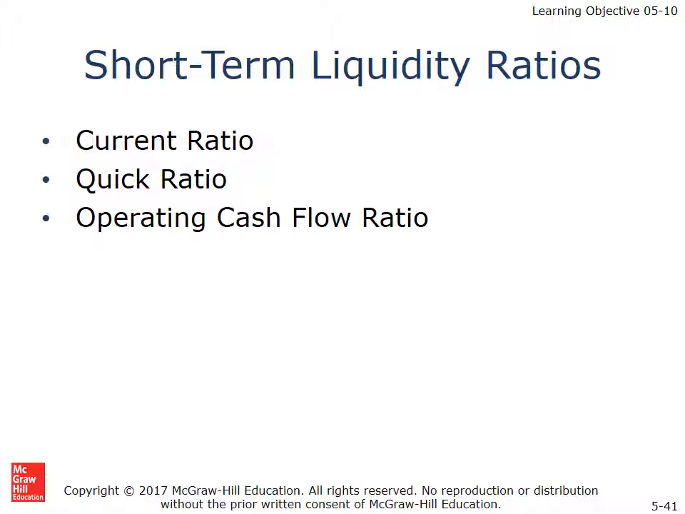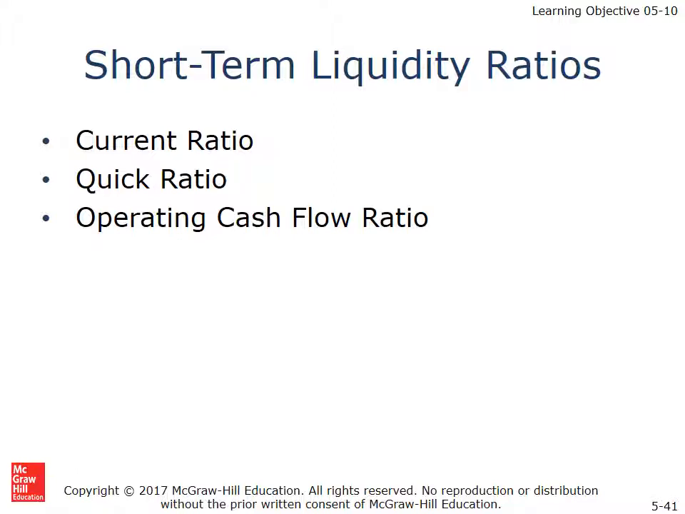The quick ratio takes liquid assets, cash, accounts receivable, short-term investments, those that can be converted to cash very, very quickly, and divides that by current liabilities. So it's almost saying, if all your current liabilities became due, would you have cash assets to pay them?